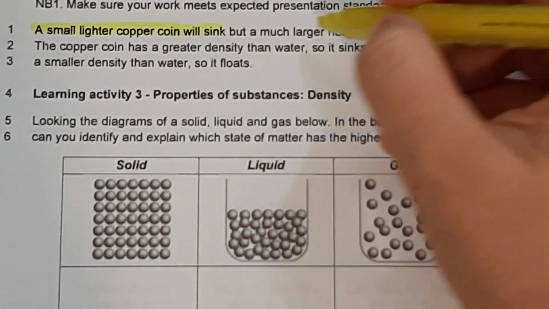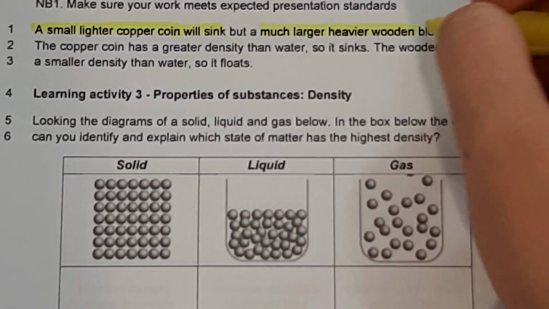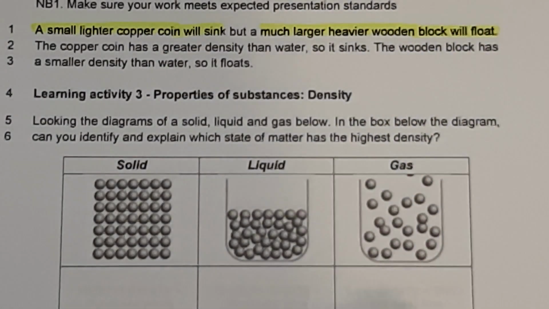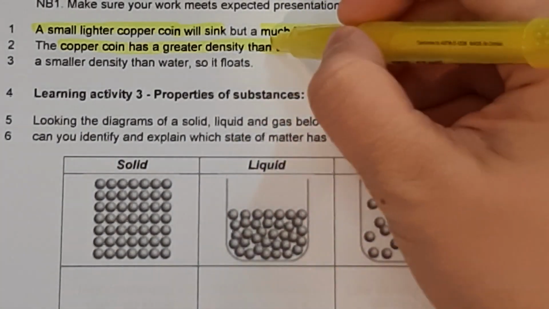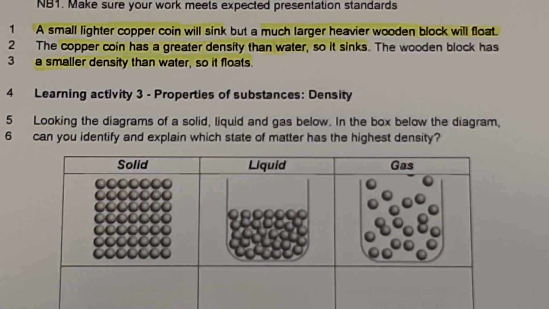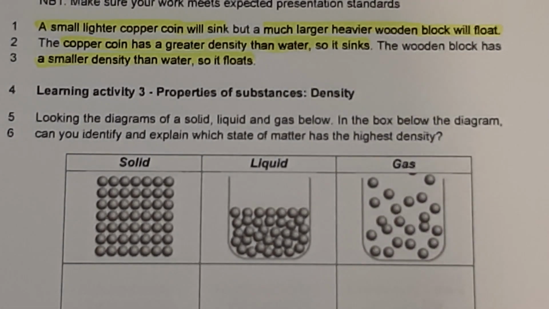So to summarise this practical, a small, lighter copper coin will sink, but a much larger, heavier wooden block will float. And that is because the copper coin has a much greater density than water. So it sinks. And the wooden block has a smaller density than water, so it floats. And it's not about whether it's a large object or a small object, it's about whether the object that's displacing the water is heavier or lighter than the water it has displaced.